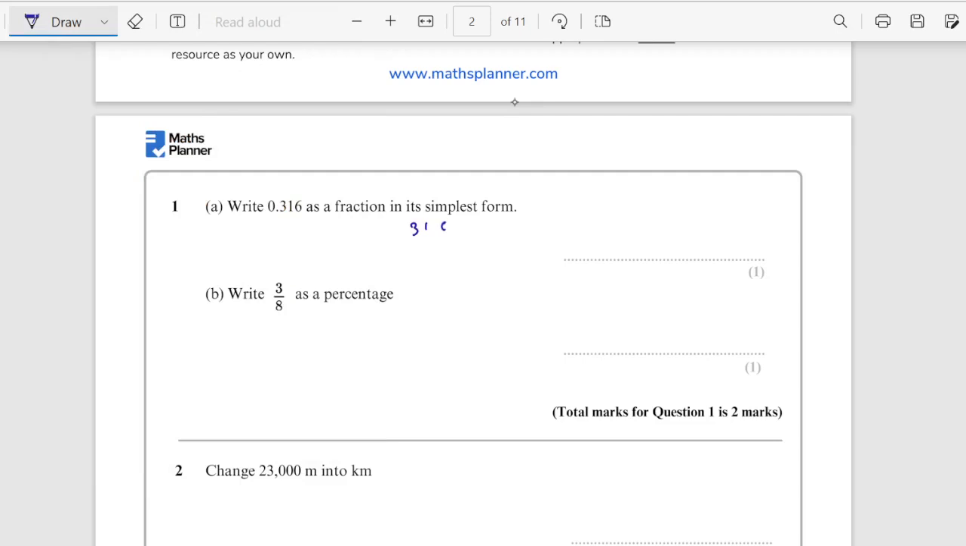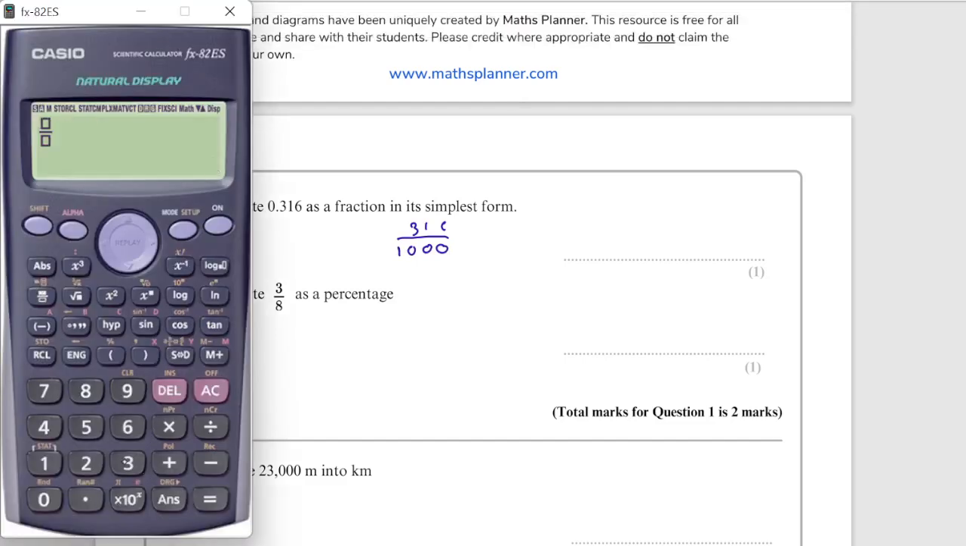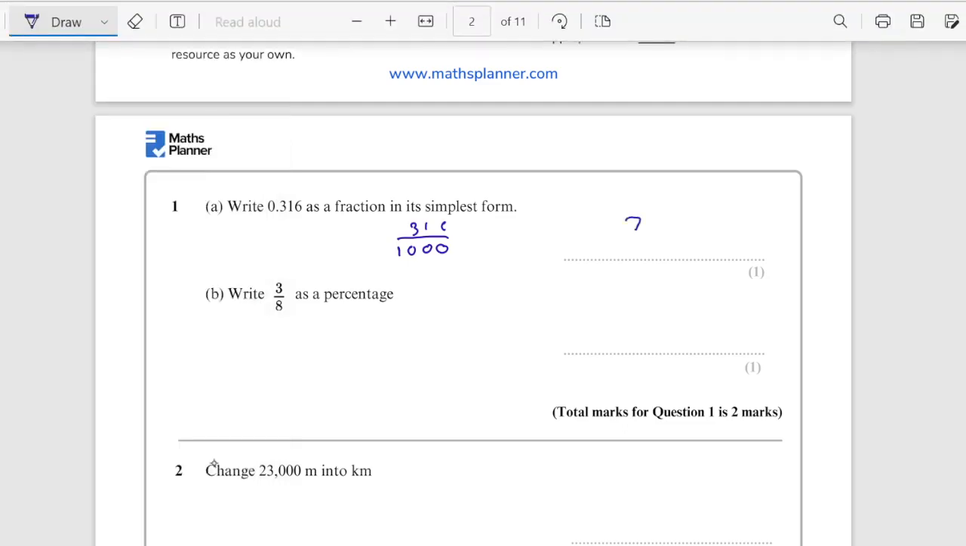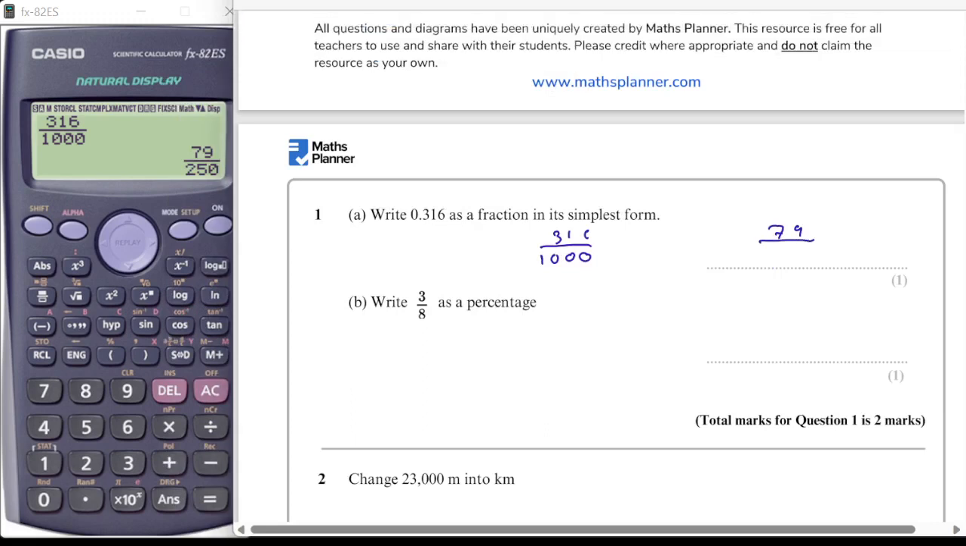Sorry, 116 thousandths, I misspoke there. And then I'm going to use my calculator to simplify it for me. So I'll type it in just like that, 316 thousandths. That automatically cancels it down for me to 79 out of 250. I'm using quite an old emulator here, the FX82. It's fit for purpose, but don't worry if you've got a much more modern version.